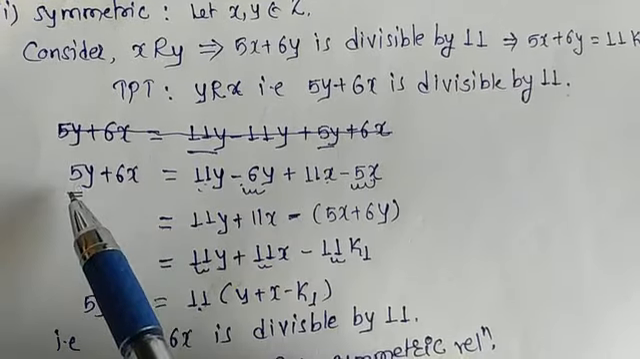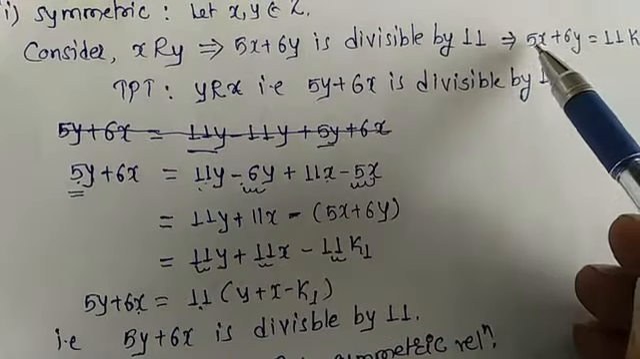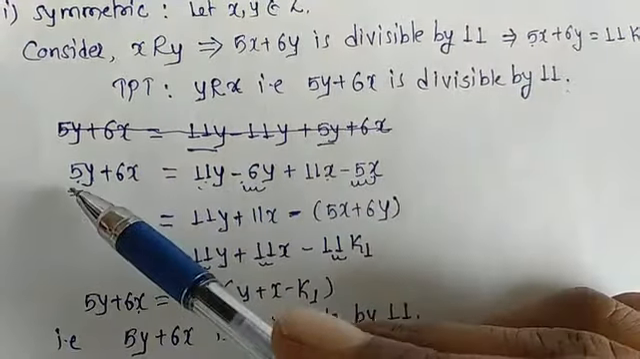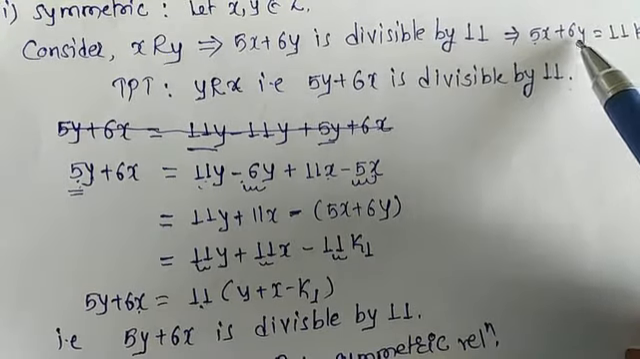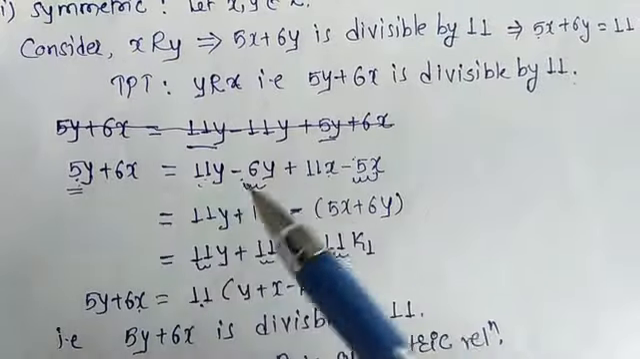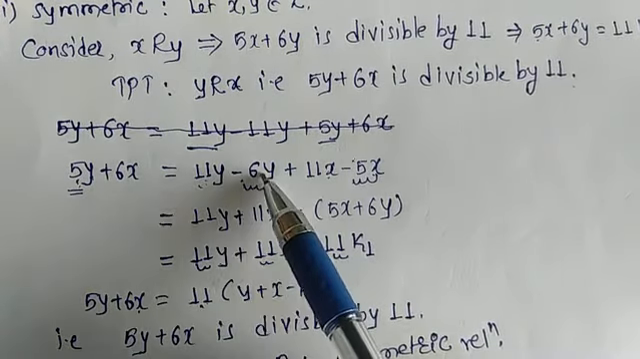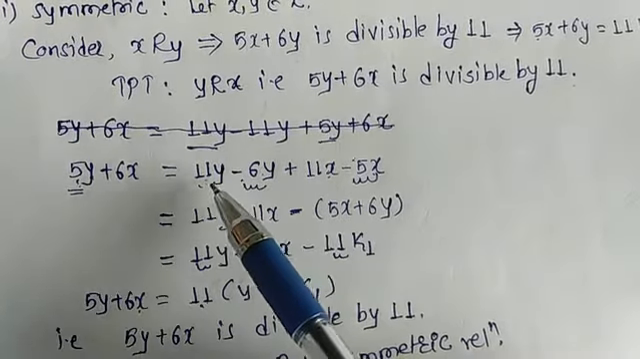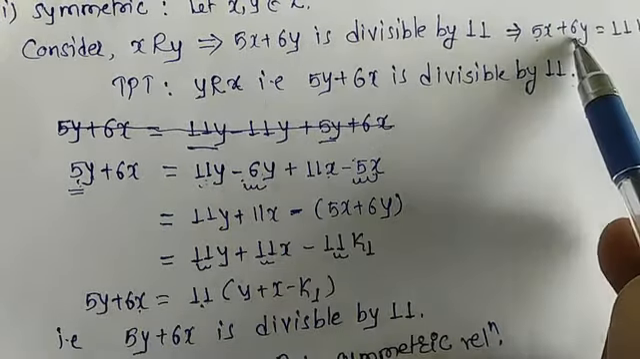We have to adjust the left side so that we can get 5x plus 6y in that equation. Here 5y is considered as 11y minus 6y, so we can get 11y minus 6y, so 6y is present in the given equation.